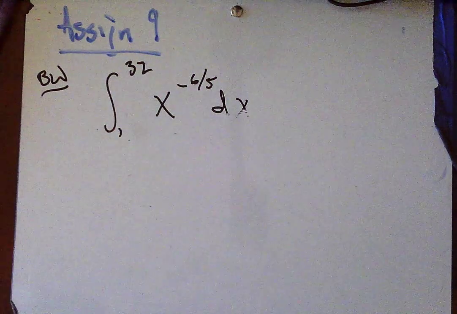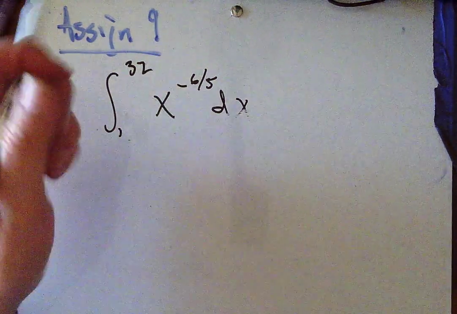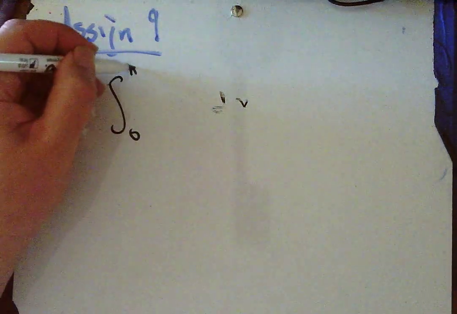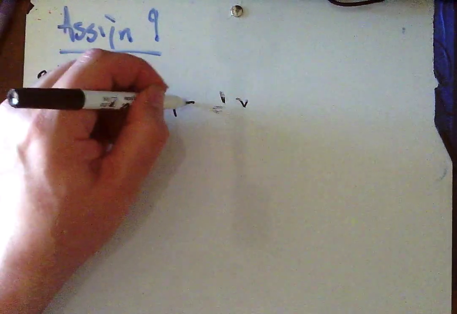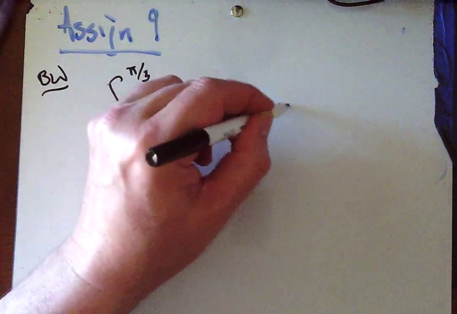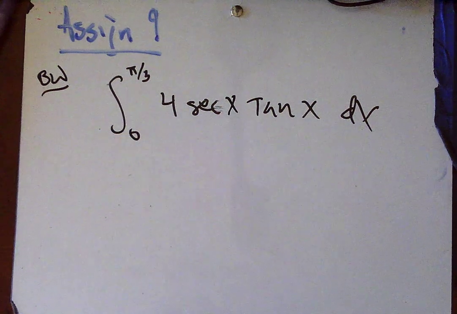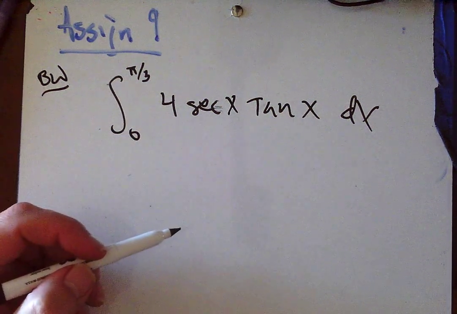Okay, how about this one? The integral from 0 to pi over 3 of 4 secant x tan x dx. Give that one a try. Come back when you're done.